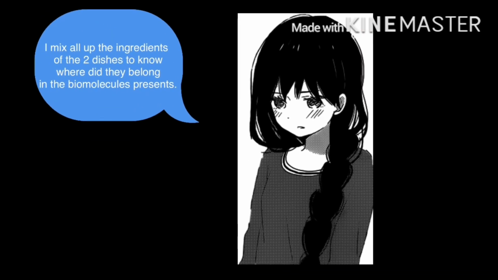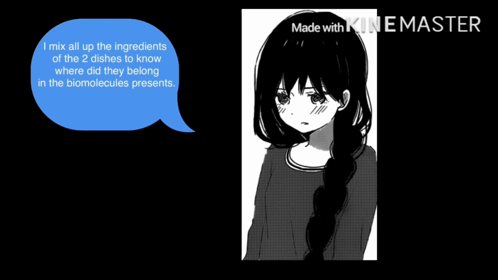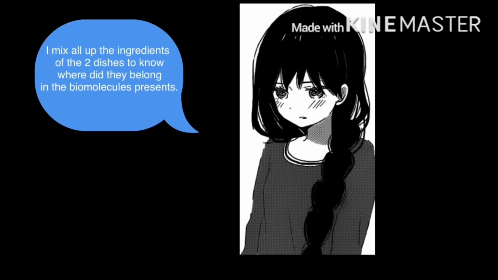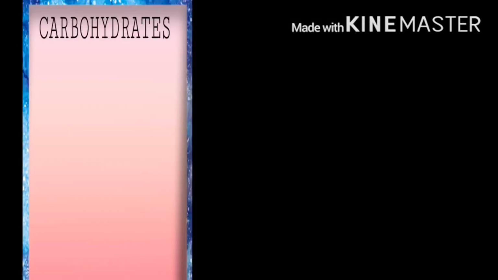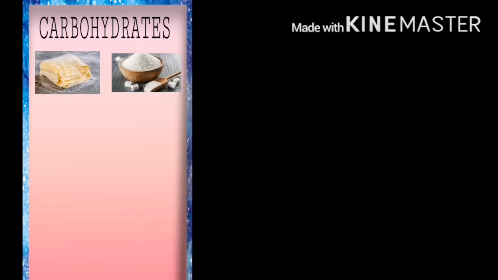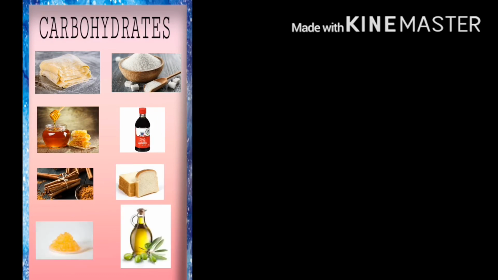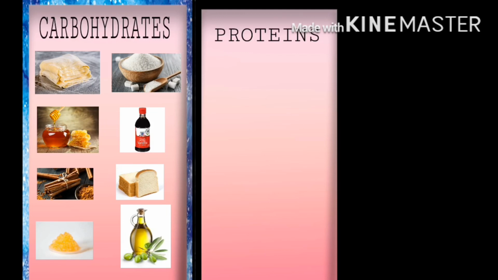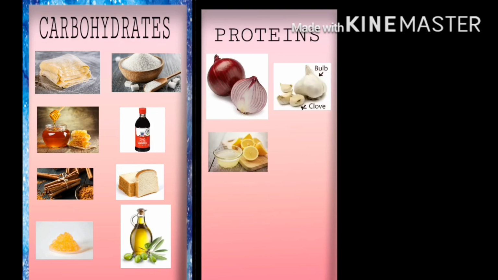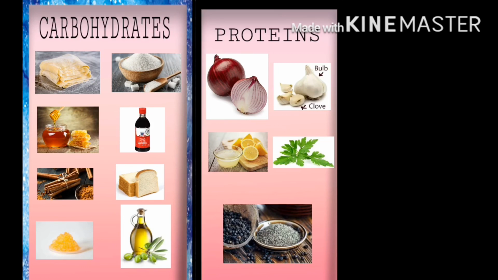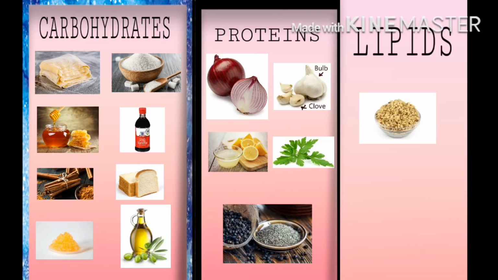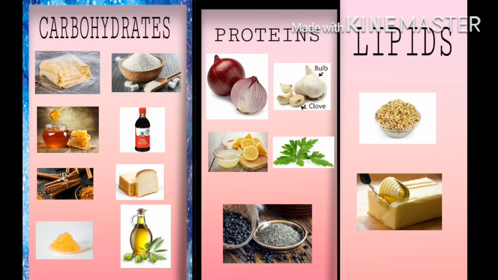I mixed all the ingredients of the two dishes to know where they belong among the biomolecules. So for the carbohydrates: filo dough, white sugar, honey, vanilla extract, cinnamon, bread, fish roe, and olive oil. For the proteins we have onion, garlic, lemon juice, parsley, and black pepper. Lastly, for the lipids: chopped nuts and butter.